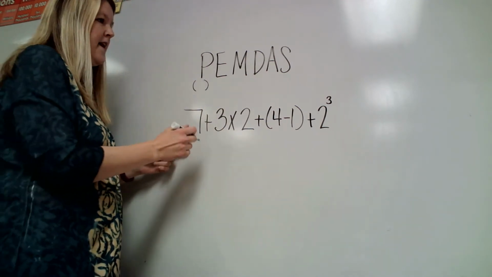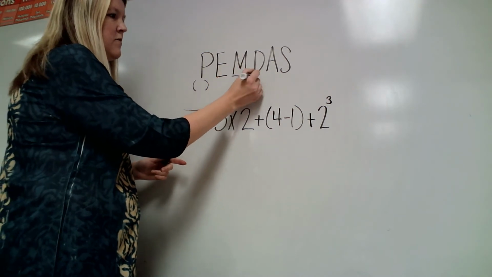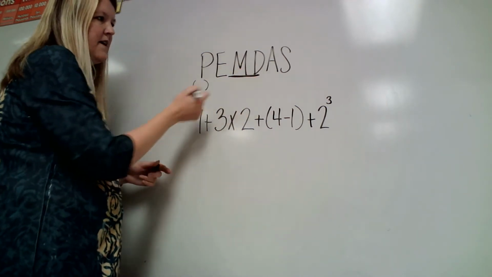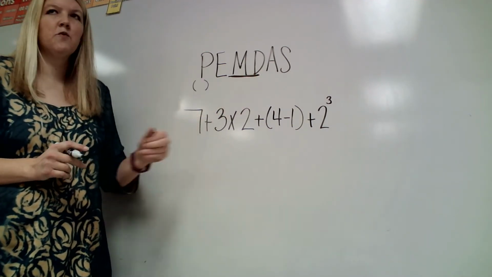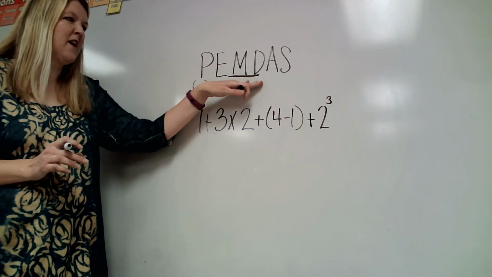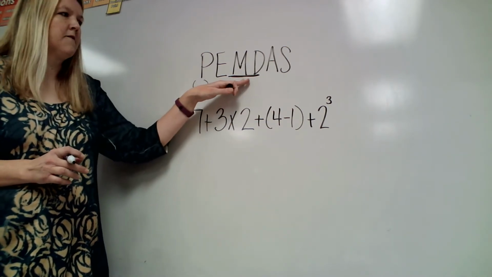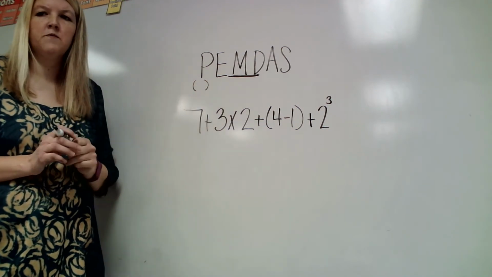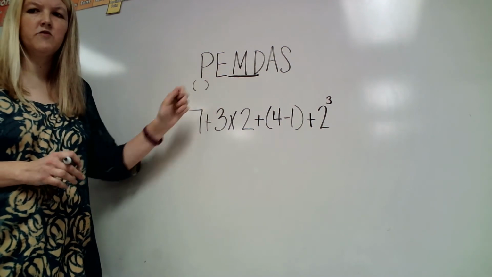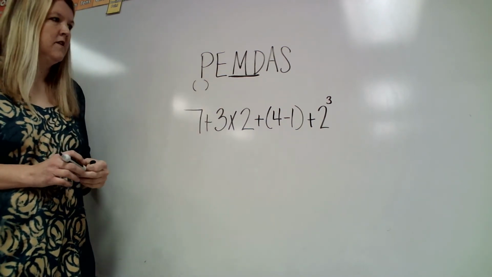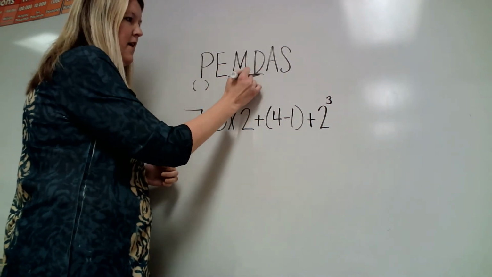And then we have M and D. Now these two actually go together, because we work out multiplication and division in order from left to right, whichever one comes first. If you have division, then you work out the division. If you have multiplication, you work out the multiplication. But just because the M is first on here, that doesn't mean do multiplication first. Since these two are on the same level, we do whichever one comes first from left to right.